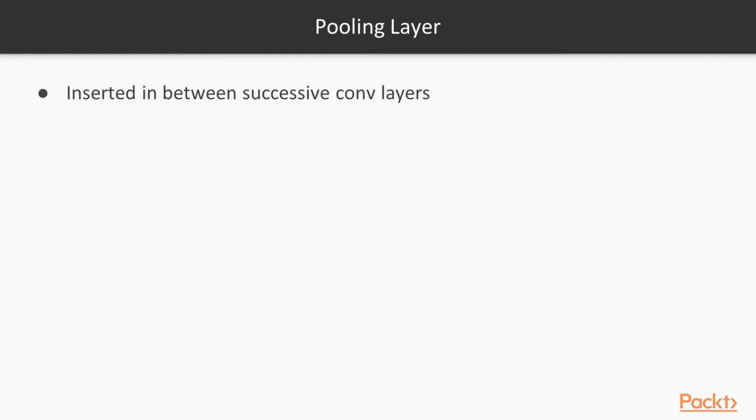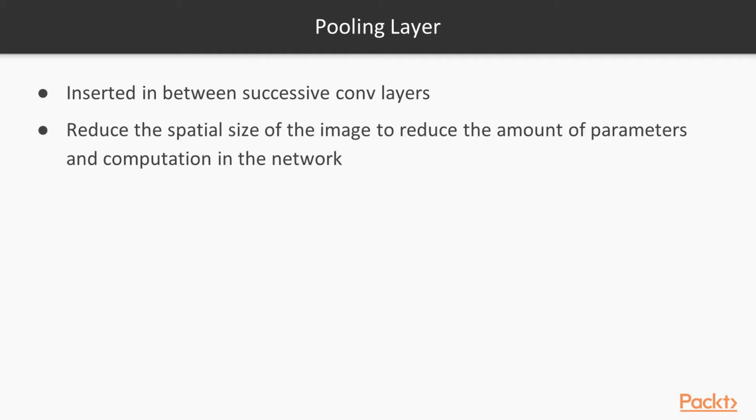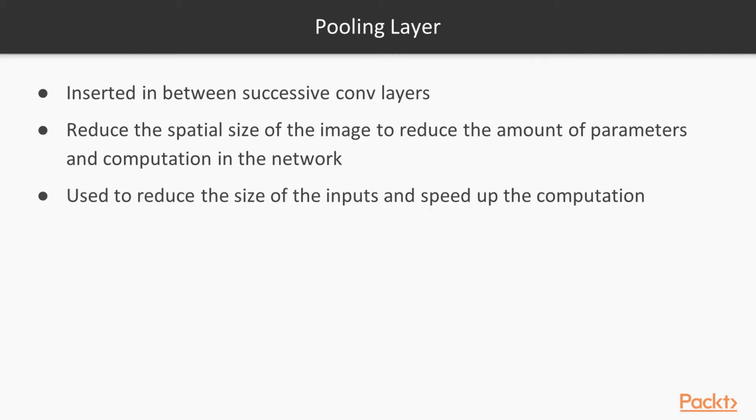Pooling layer. We usually insert a pooling layer in between successive convolutional layers in a CNN architecture. Its function is to reduce the spatial size of the image to reduce the number of parameters and computations in the network, and hence to also control overfitting. Pooling layers are generally used to reduce the size of the input and hence speed of the computation.